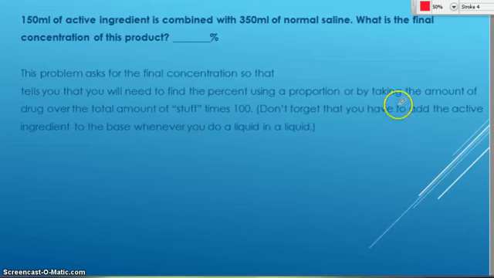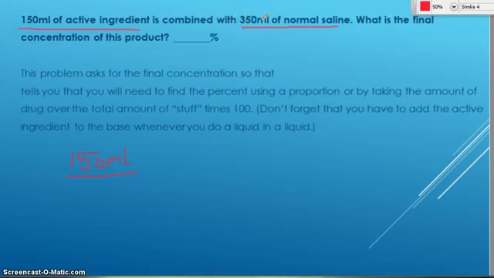Here's another example. This time we have 150 mils of active ingredient, and we combine it with 350 mils of normal saline, and we want the final concentration. So the active ingredient, the drug, is 150. Now it's milliliters this time, so we're taking a liquid and we're adding it to another liquid. So our total quantity is going to be adding the 150 and the 350, because again, we're talking about a liquid being added to another liquid.